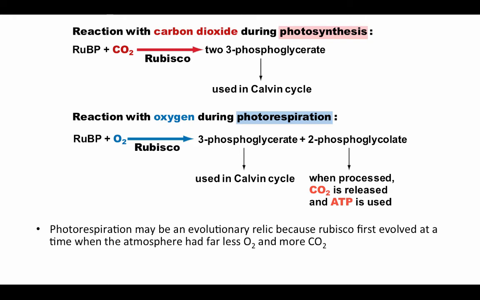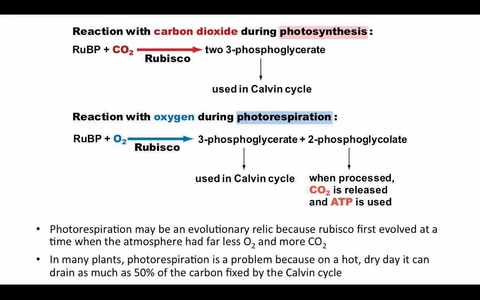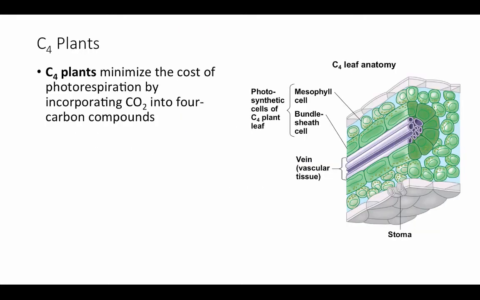But now, in many plants, photorespiration is a problem because on a hot, dry day, it can drain as much as 50% of the carbon fixed by the Calvin cycle. This can be a very big drain on the energy in these C3 plants that are in hot, dry areas. So some plants have evolved mechanisms to deal with this problem of photorespiration. And one group of plants are called C4 plants.